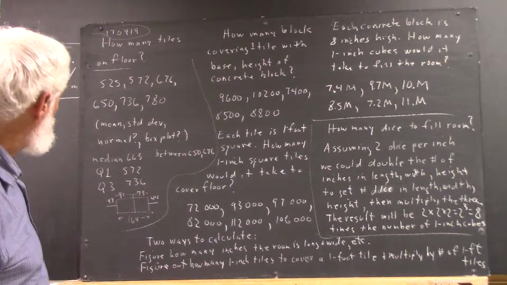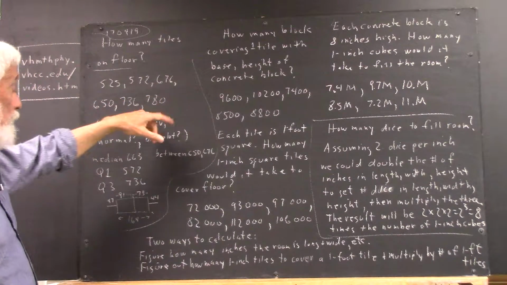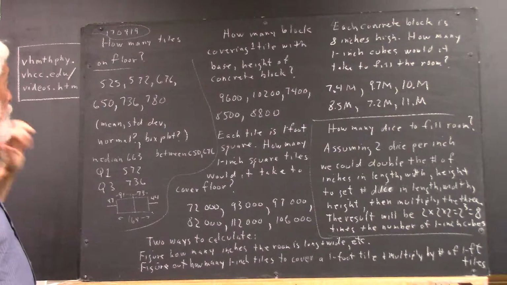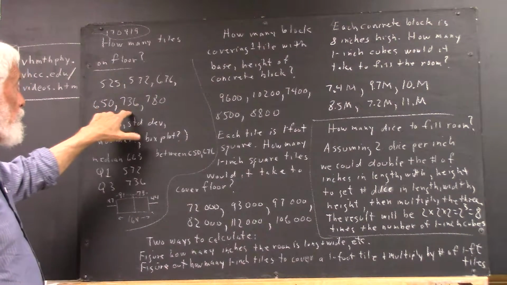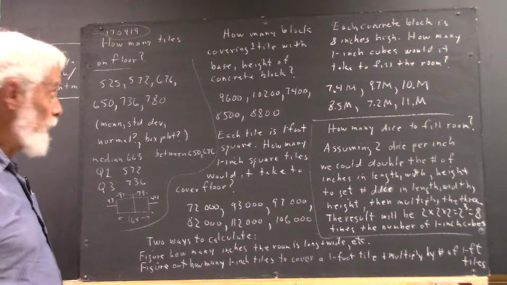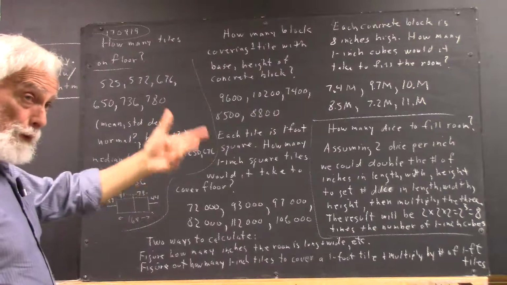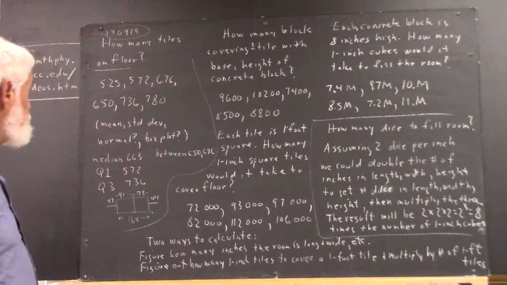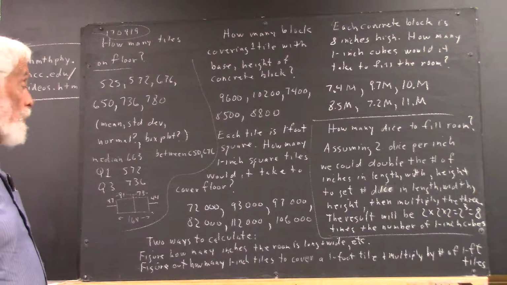So our estimates turned out to be 525, 572, 676. These aren't quite in order. These are the two lowest. If you switch these two, then they're in order from the lowest to the highest, but this is just the order in which I wrote them down as I went around the room. Okay, so we have some range of estimates here.